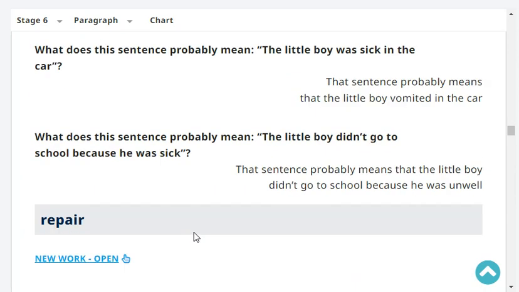Very good. What does this sentence probably mean? The little boy was sick in the car. That sentence probably means that the little boy vomited in the car. What does this sentence probably mean? The little boy didn't go to school because he was sick. That sentence probably means that the little boy didn't go to school because he felt unwell. Very good. Okay, next.